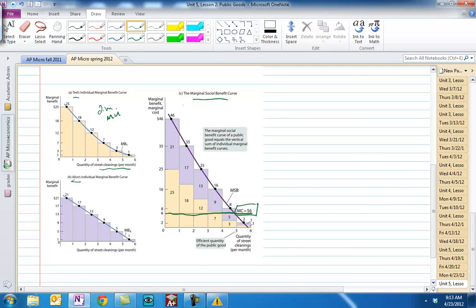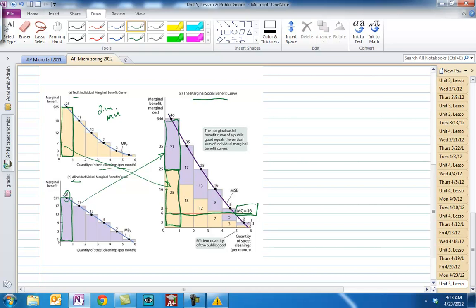Not a whole lot, right? Well, for the first street cleaning, what we know is that Alice gets $21 of benefit out of it, and that benefit is transferred over onto this graph here. There's her $21 of benefit. And Ted gets $25 of benefit from that first street cleaning. And that's transferred over here.